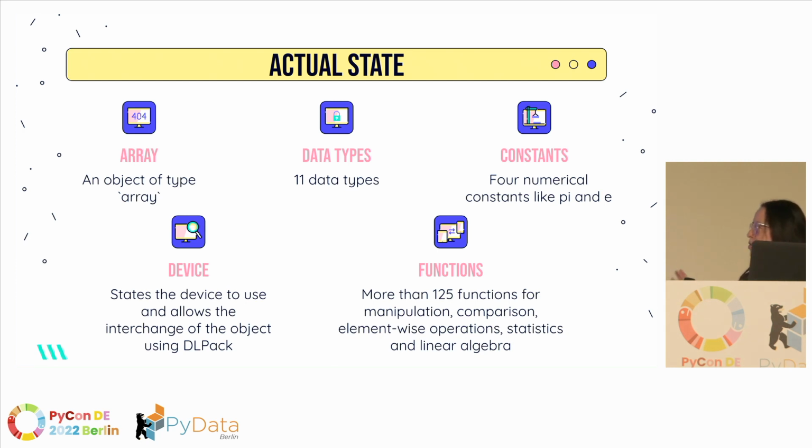And the biggest portion of the work is on the functions. Right now we have more than 125 functions that enable you to manipulate, to do comparison, element-wise functions, statistics, and linear algebra. Those are all standard, and the idea is for all the libraries to get to this point where they have a place, maybe a submodule or a new namespace, where they can create this state, where they will be compliant.